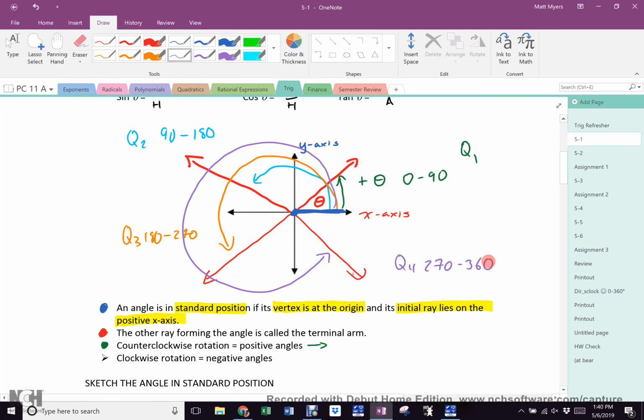Those are all positive because they are counterclockwise. If they are clockwise, all of that is reversed. Okay? So this fourth quadrant line is positive 270 to 360, right? What would it be negative?